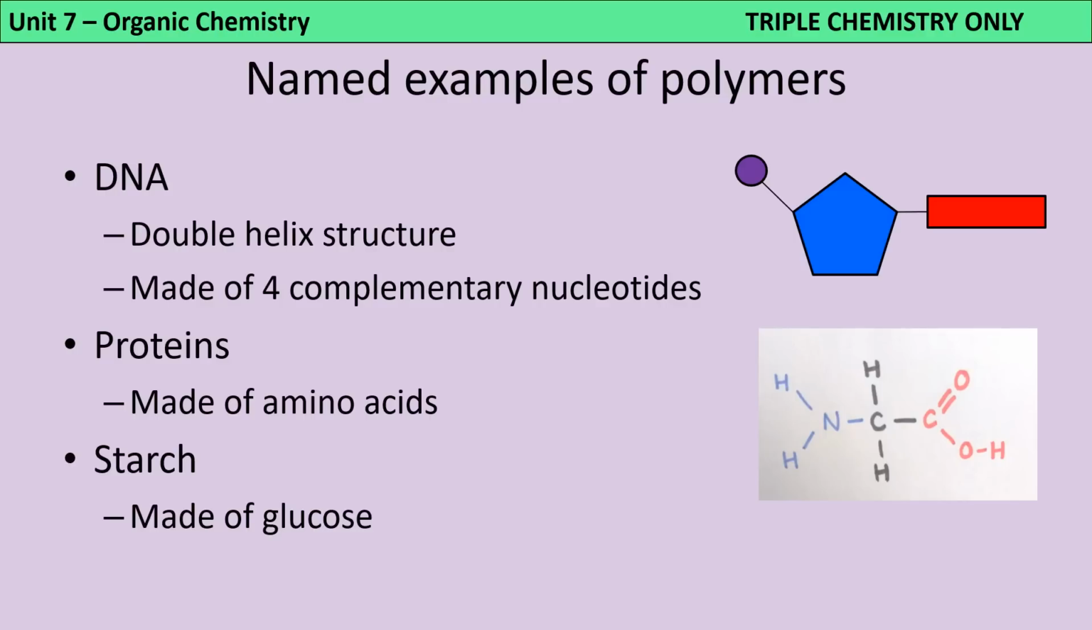The base is the bit that here is shown in red, which represents the code, but actually the whole monomer is the nucleotide, and we need to be talking about that. Secondly, you should know that proteins are made up of amino acids, like this molecule here, which is glycine. And finally, you should know that starch is a polymer made from glucose.